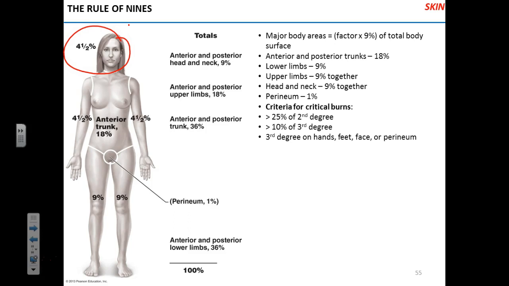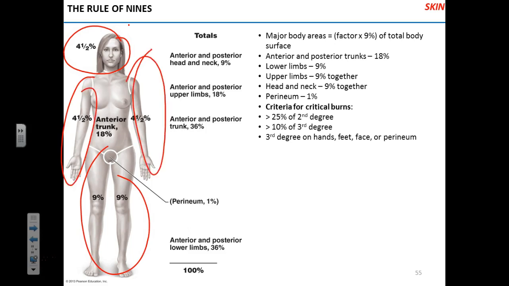Now if you add this all together, lower limbs, upper limbs, head, and trunk, all together it will give you 99%. 1% is perineum, the area between the genitalia and the anal orifice. Okay, now we have 100. Does that make sense?